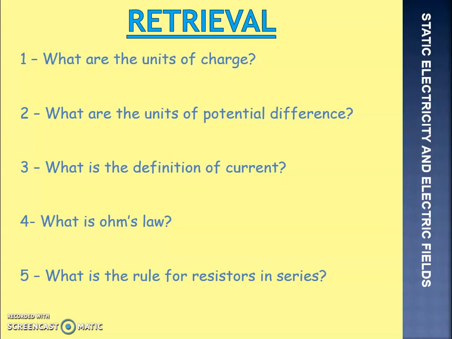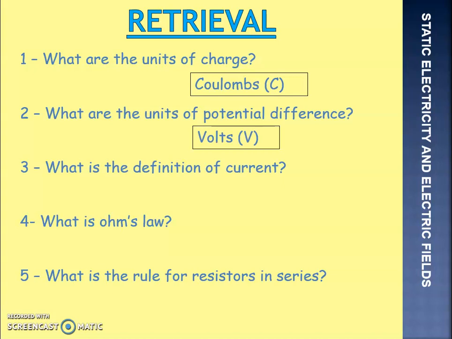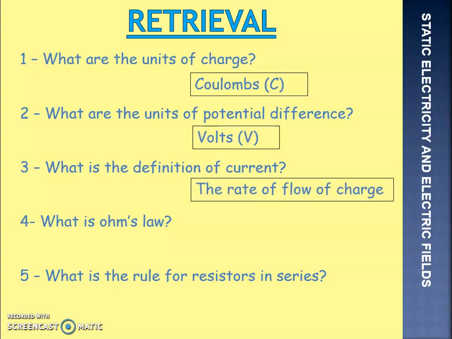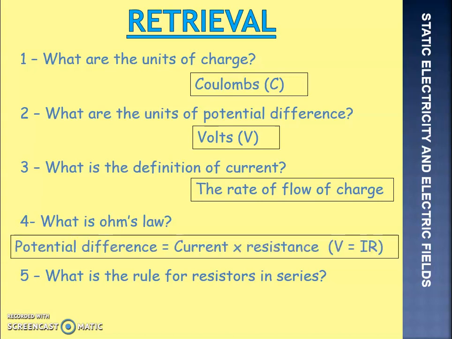Okay, so question 1. What's the units of charge? That would be the coulomb. What are the units of potential difference? That would be volts. What's the definition of current? Current is the rate of flow of charge, so how quickly charge flows. What's Ohm's law? Ohm's law can be defined as an equation, and that equation is potential difference equals current times resistance, or V equals IR.